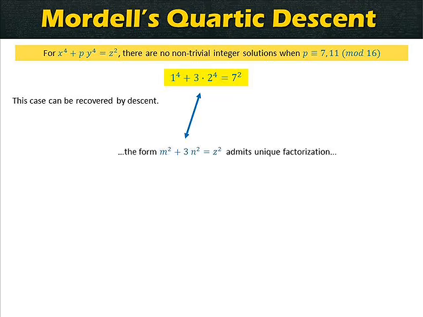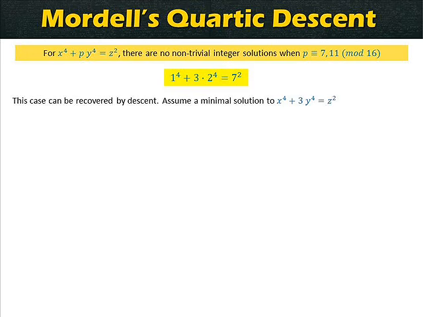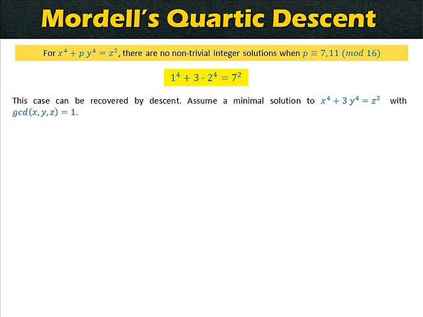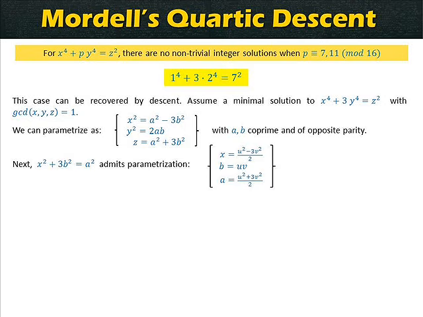Because the associated form admits unique factorization, we can instead exploit a parametrization argument. As usual, assume a minimal solution with x, y, and z coprime. We can parameterize x squared, y squared, and z this way, with a and b coprime and of opposite parity. Next, we see that the first equation has the same shape as we are working with. So x squared plus 3 times v squared equals a square also admits parametrization. This time, the parametrization uses variables u and v odd, so it has a slightly different form.